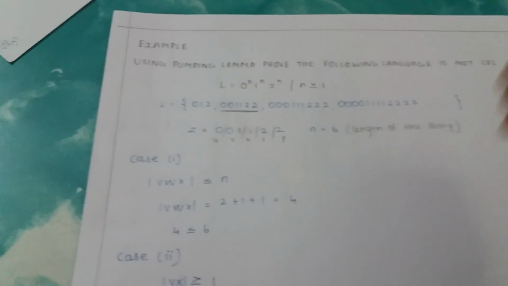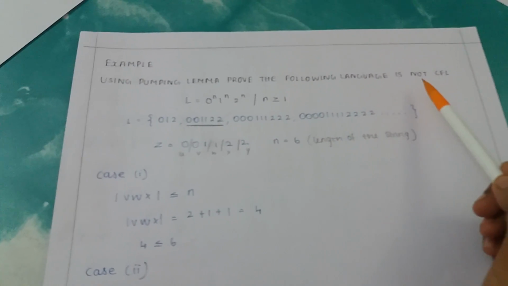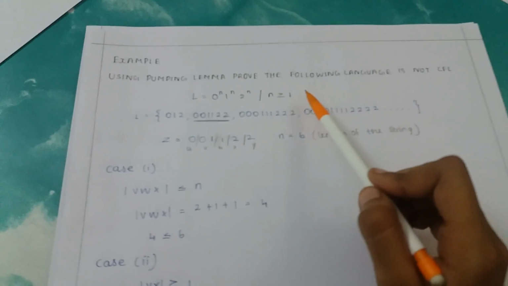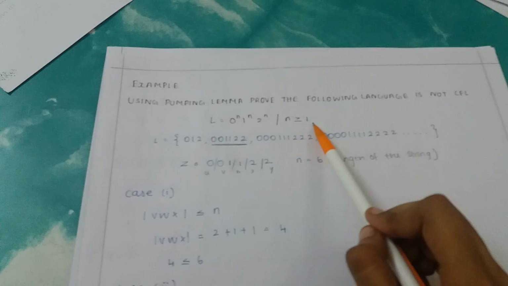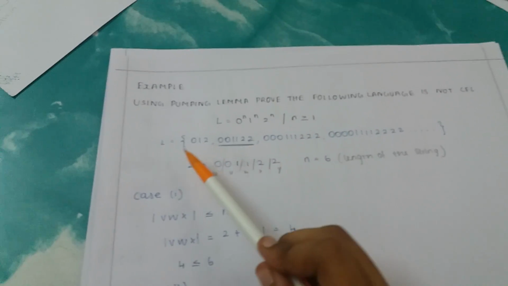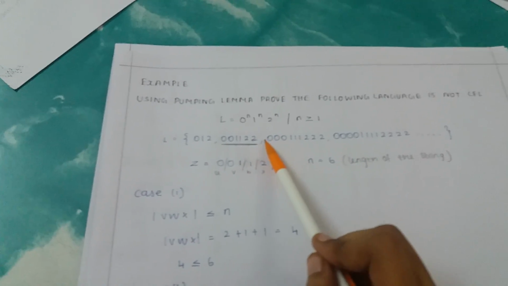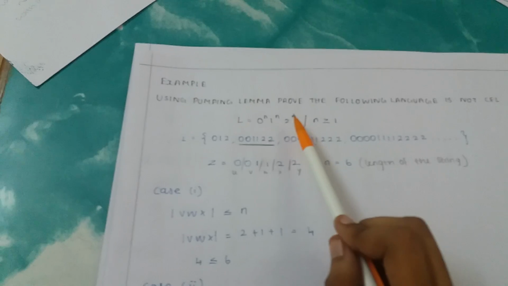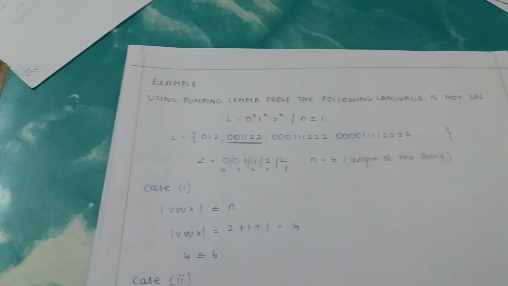So now let us see an example so that the concept of the pumping lemma will be clearly understood. Using the pumping lemma, we are going to prove that the following language is not a CFL: 0^n 1^n 2^n, where n is greater than or equal to 1. This language consists of strings of 0s, 1s and 2s, where 0s are followed by 1s and then 2s, and there must be an equal number of 0s, 1s and 2s. So from this language I am going to take the string 0 1 1 2 2.